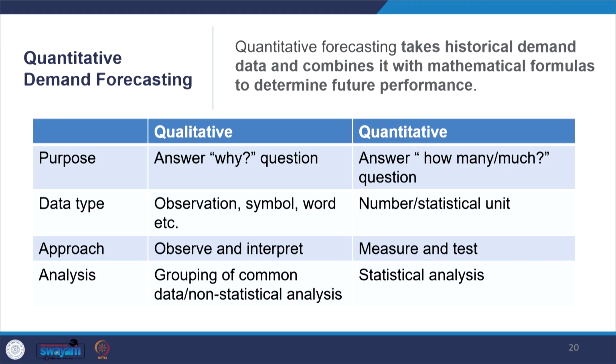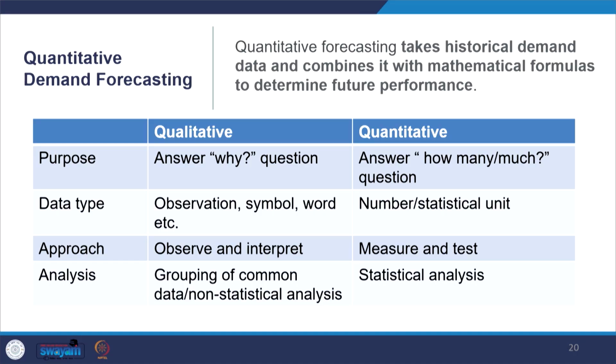And in terms of data type, the qualitative data is mostly something you have observed, or it is a symbol, it is a word. So, basically we do text analysis and sentiment analysis nowadays, where we are trying to understand the behavior and other things, and here we are talking about quantitative numbers, some statistical units.